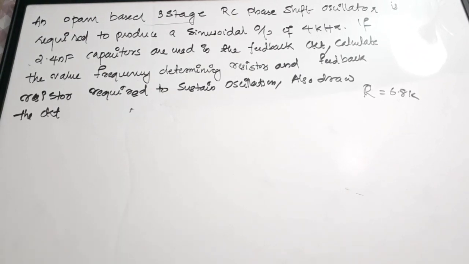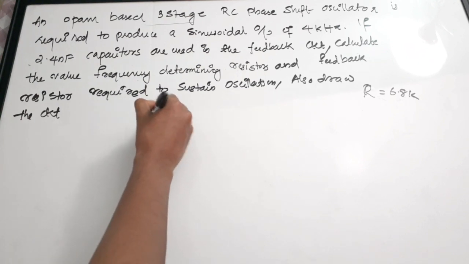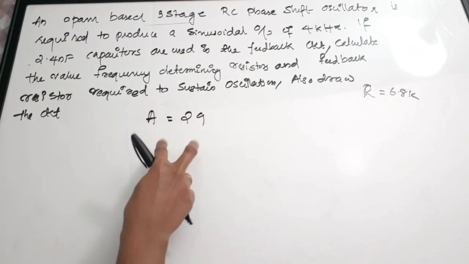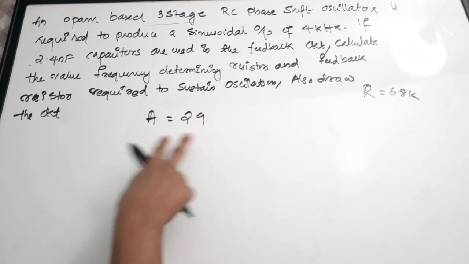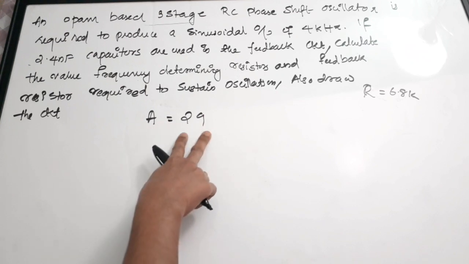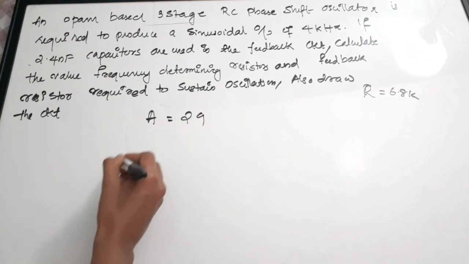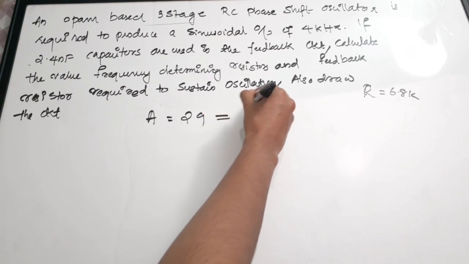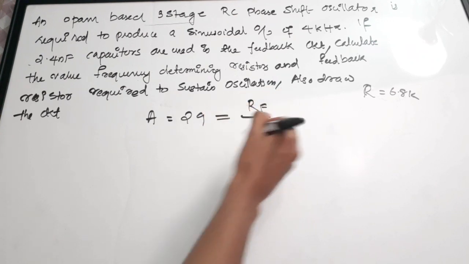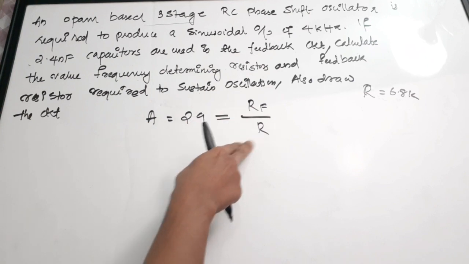So the equation for the gain: while explaining about the RC phase shift oscillator, I explained that the gain of the amplifier section is a constant value, A is equal to 29. I hope you remember this term if you have seen that video. The amplifier gain for an RC phase shift oscillator is 29, and the gain equation is equal to RF by R, the feedback resistance by R.